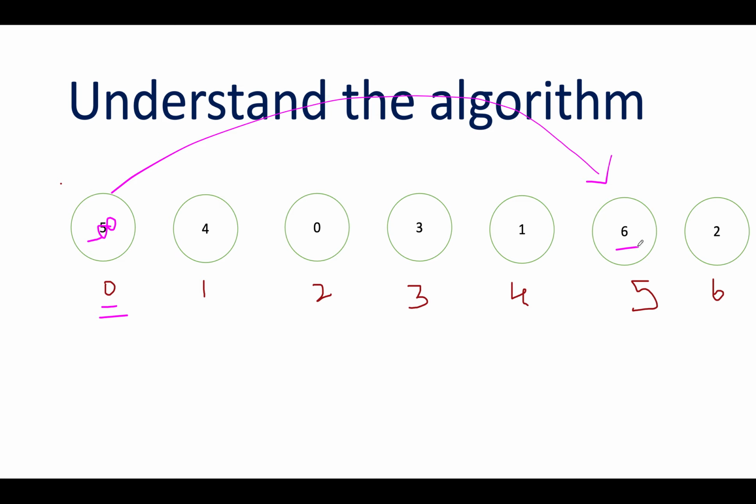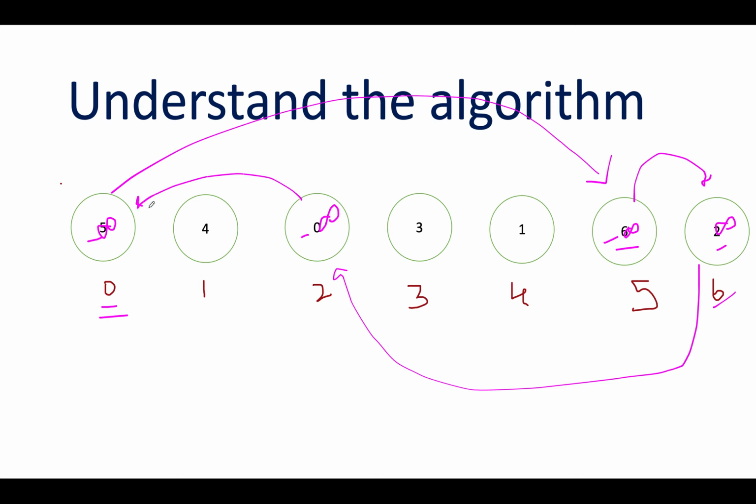At 5 we have 6, so we'll move to 6 and we'll update this to minus infinity. Next we have at 6 is 2, so we'll update this to minus infinity and we'll move to the 2nd index. At 2 we have 0, so we'll mark it as minus infinity and we'll move to the 0th index.